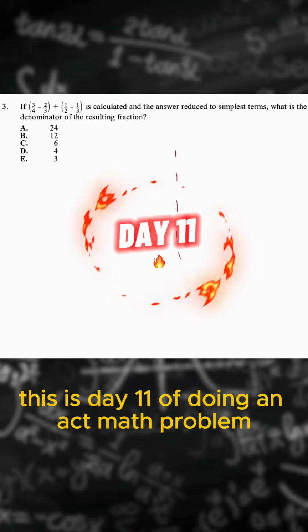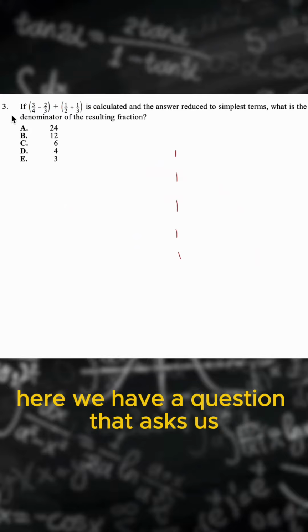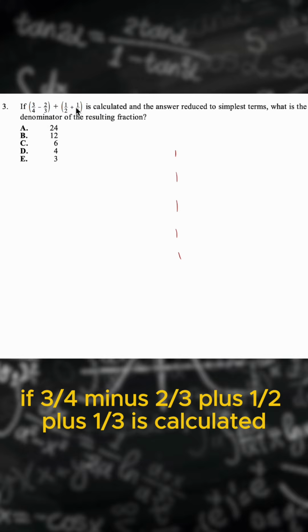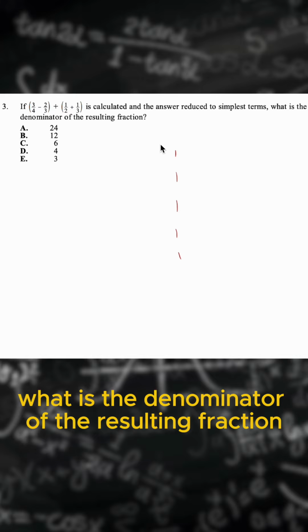This is day 11 of doing an ACT math problem until the June exam. Here we have a question that asks us, if 3/4 minus 2/3 plus 1/2 plus 1/3 is calculated and the answer is reduced to its simplest terms, what is the denominator of the resulting fraction?